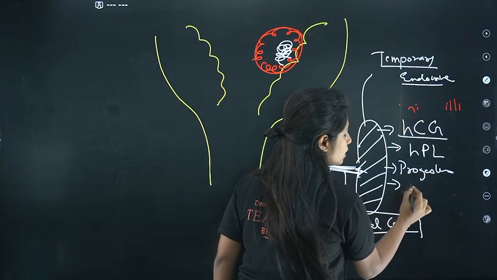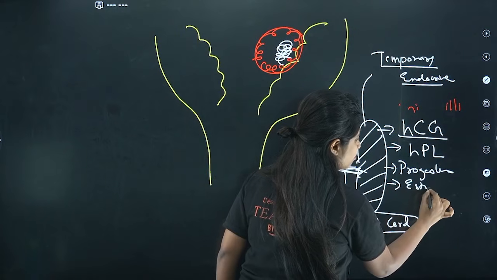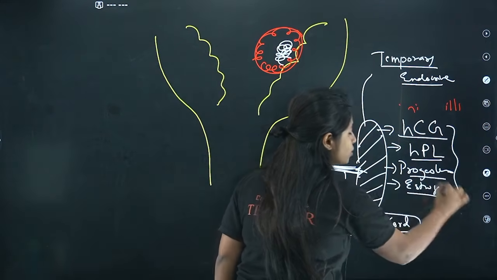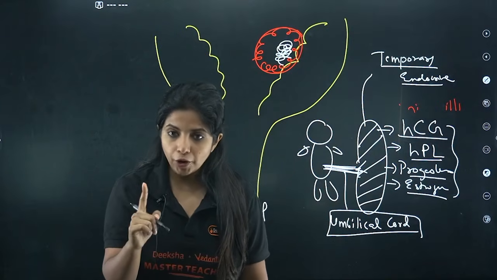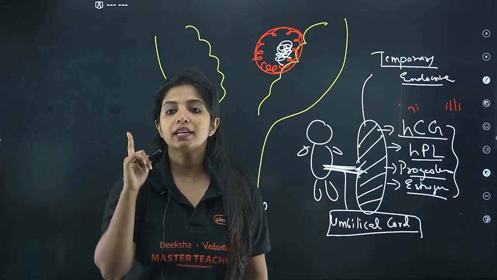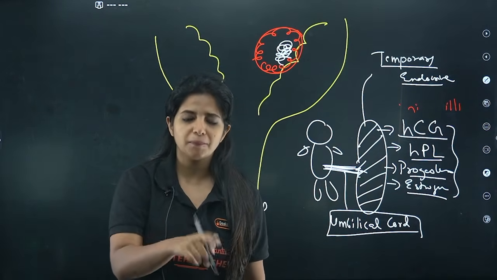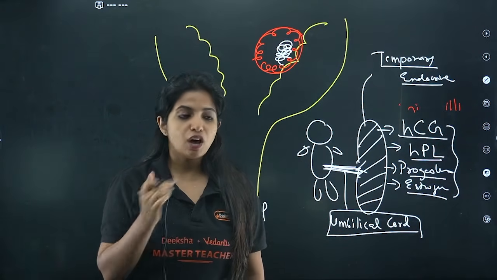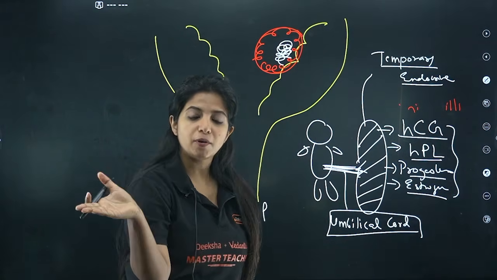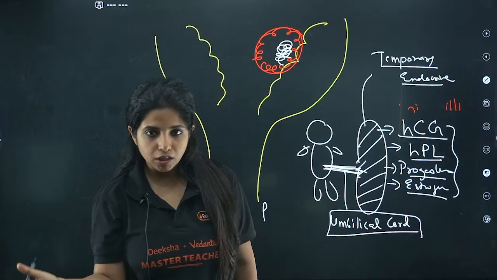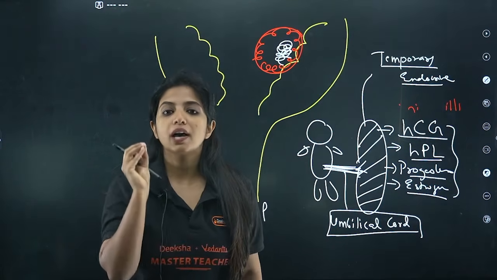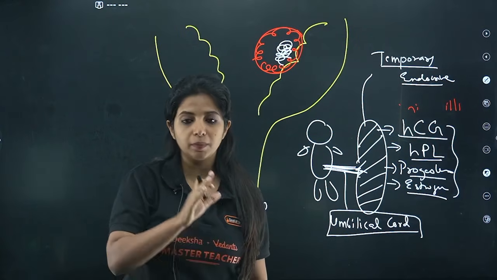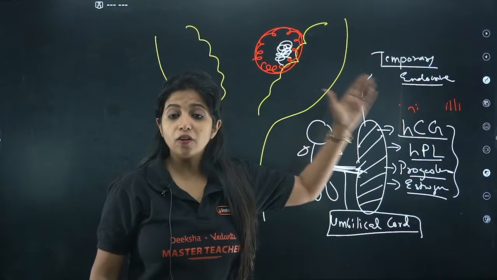Ma'am, weren't these ovarian hormones? Yes, but now when the placenta is formed, they take over this. Okay, so you have 4 hormones, only 4 of them. Human chorionic gonadotropin, HPL, progesterone and estrogen, which are released by the placenta. Apart from endocrine function, does the placenta have anything else to do? Yes. For oxygen transport, for carbon dioxide removal, for nutrient transport and for waste removal, you have the placenta.